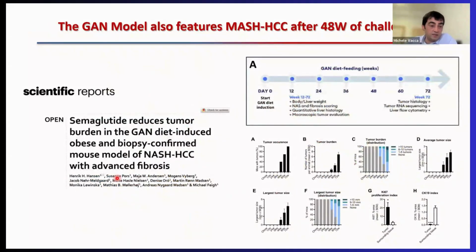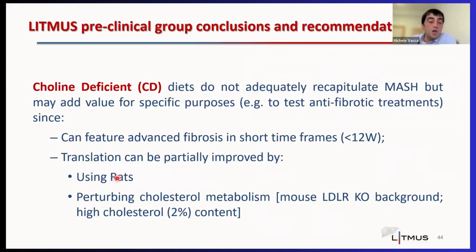Another important thing is that the best model, the GAN model, but also other Western diets at 2% of cholesterol, have been proven that they can spontaneously develop MASH hepatocellular carcinoma when fed for more than 48 weeks. So, they can be used also to model advanced stage of the disease. So, concluding, choline deficient diets do not adequately recapitulate MASH, but they may add value for specific purposes.